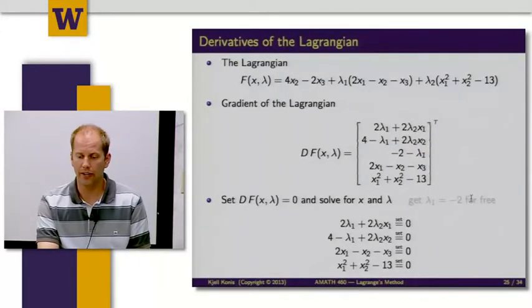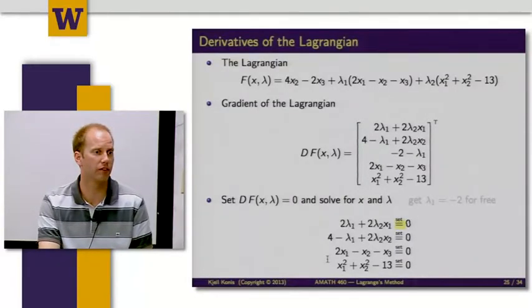So I get lambda 1 equals negative 2 for free. And then I have to take the other rows and set them equal to 0. So once I set these equal to 0, then I have 4 equations and 4 unknowns. They're not linear anymore, so there might be multiple solutions to this.